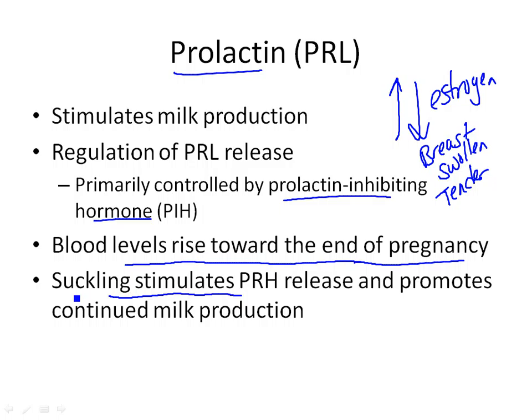And the more the baby suckles, the more prolactin-releasing hormone from the hypothalamus is released. More suckling causes prolactin-releasing hormone to be released by the hypothalamus. That causes the anterior pituitary to release prolactin. Prolactin works on the breast tissue, and you get more milk. So the more the baby suckles, the more prolactin you get, the more milk production. It allows you to keep producing milk. As long as the baby suckles, you should be able to continue making milk for years even.